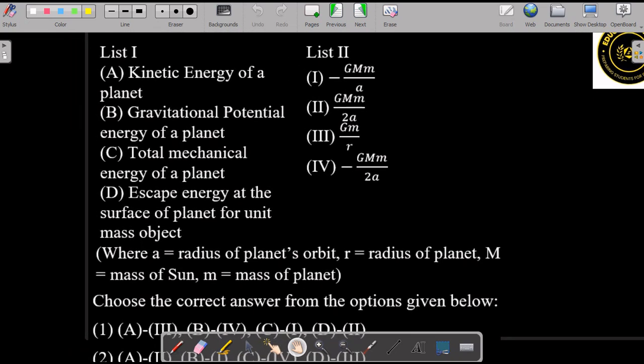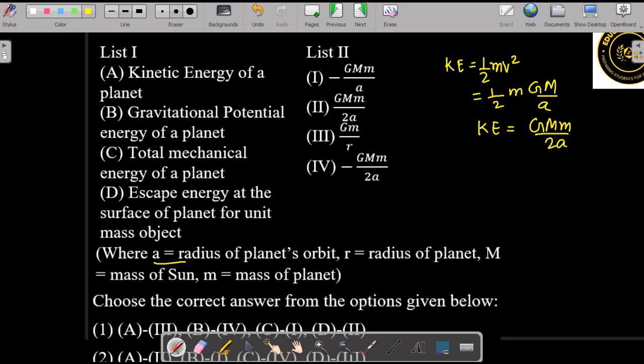Total mechanical. Okay, so let's first check with kinetic energy. Kinetic energy formula we know: half m v square. Here v is the orbital speed, so v square becomes GM by r. Here, what is the r that we have to take? R is the orbit radius, and the orbit radius is a here. So kinetic energy is GMm by 2a. So this should match with second.